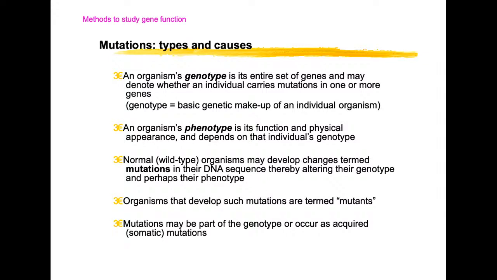So let's talk about mutations and their types and causes. Before we talk about that, let's go to the basics of genetics that we studied. An organism's genotype is its entire set of genes and may denote whether an individual carries mutations in one or more genes. So basically, genotype gives the genetic makeup of an individual. Phenotype gives its function and physical appearance, which depends upon the individual's genotype. Normal organisms may develop changes from mutations in their DNA sequence, thereby altering their genotype and perhaps their phenotype. Organisms that develop such mutations are termed mutants, and mutations may be part of the genotype or occur as acquired mutations.